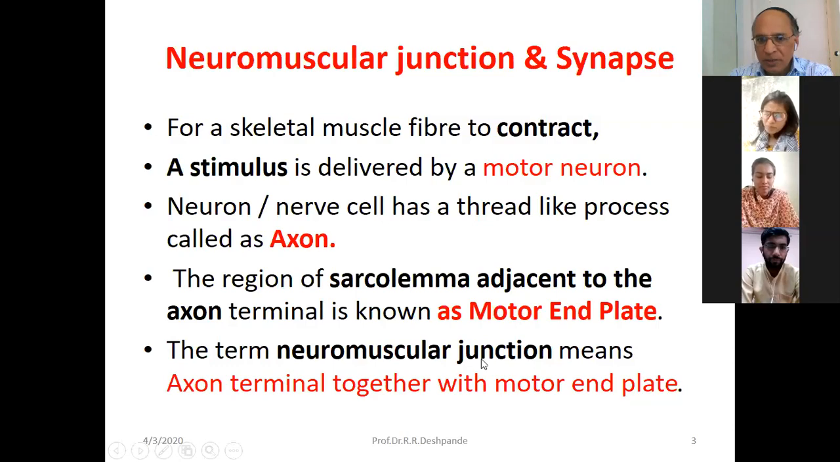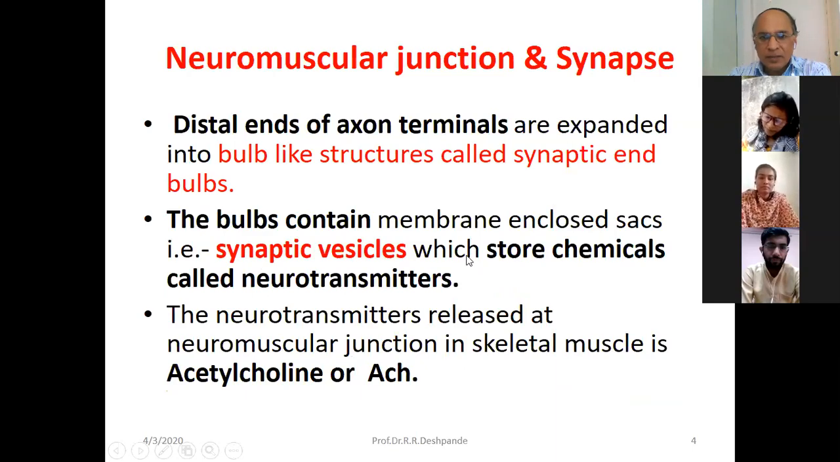Neuromuscular junction. Junction is a meeting place of what? This axon at the end, the motor end plate is there. Now, these axon terminals at the end part have some bags, bulbs, electrical bulbs. And those bulb structures are called synaptic end bulbs.